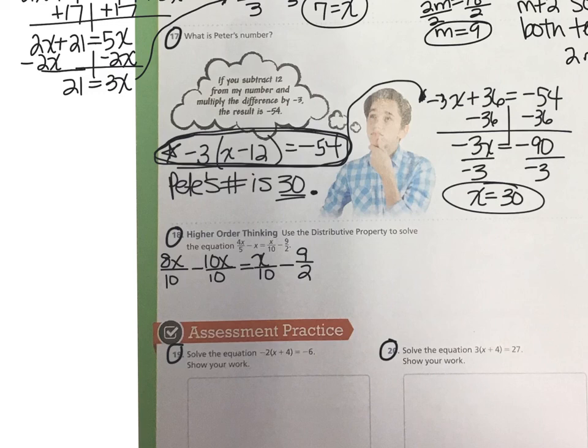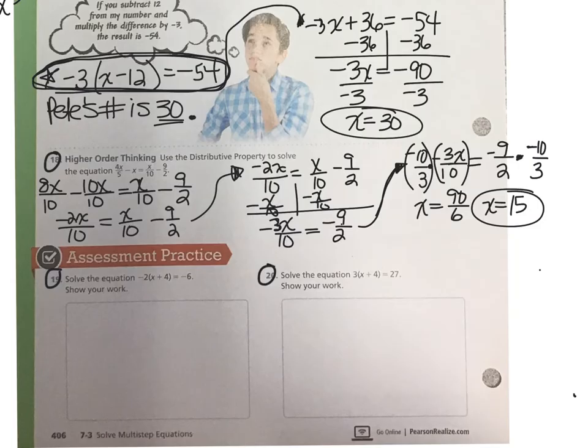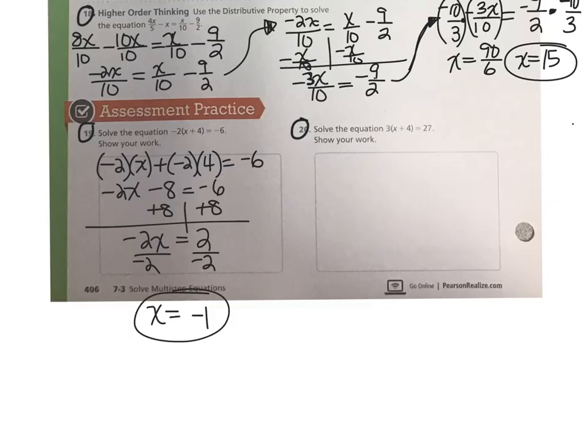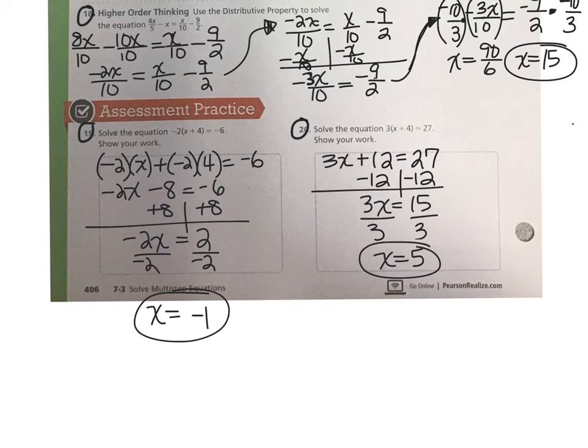Notice that on number 18, the first thing I did is I got a common denominator with all of the x terms. Now that I have a common denominator, I can easily combine like terms and solve this equation. And go ahead and check the rest of the work and the solution that goes with number 18. Here's number 19. And finally, the last one, number 20.